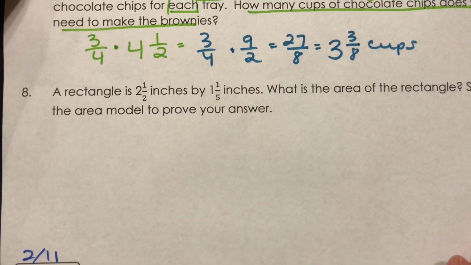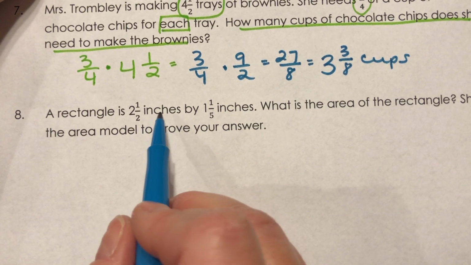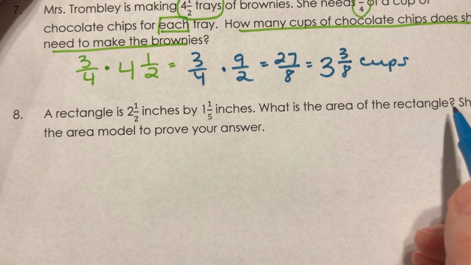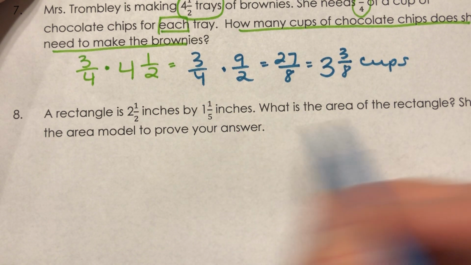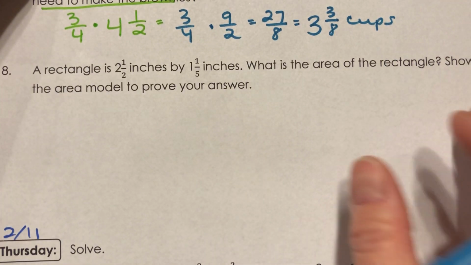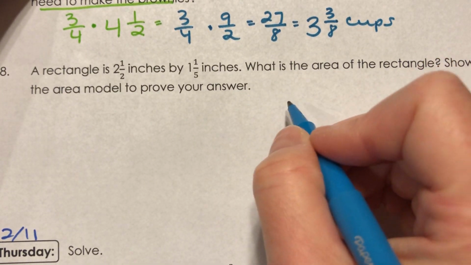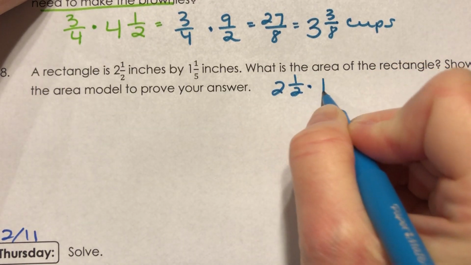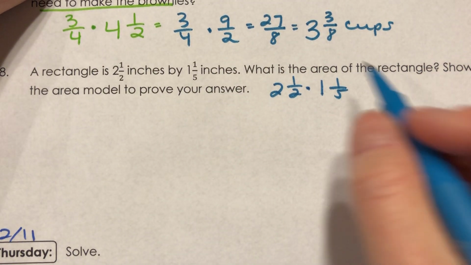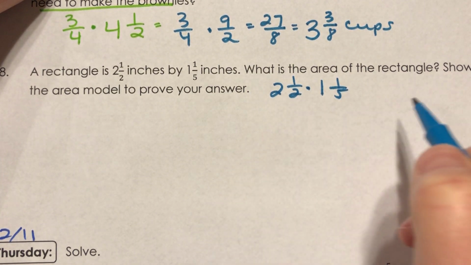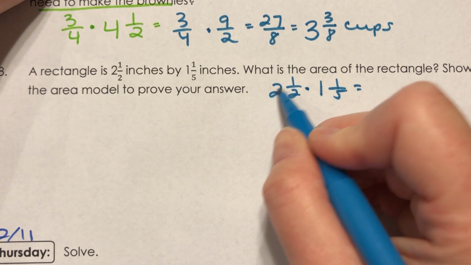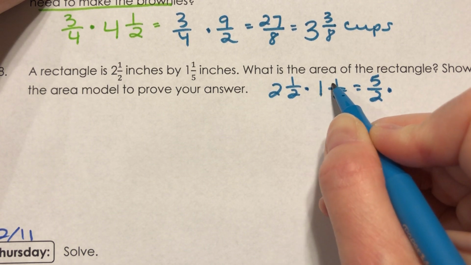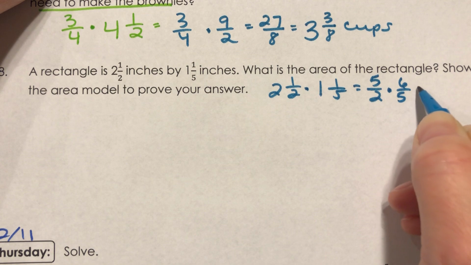All right, last one. A rectangle is 2.5 inches by 1 1/5 inches. What is the area of the rectangle? Show the area model to prove your answer. Okay, well we can solve this the standard way first. So we have 2.5 times 1 1/5, right? Because if we're gonna find the area of a rectangle, you multiply the length and the width. And 2 times 2 is 4 plus 1 is 5 halves. And 5 times 1 is 5 plus 1 is 6/5.